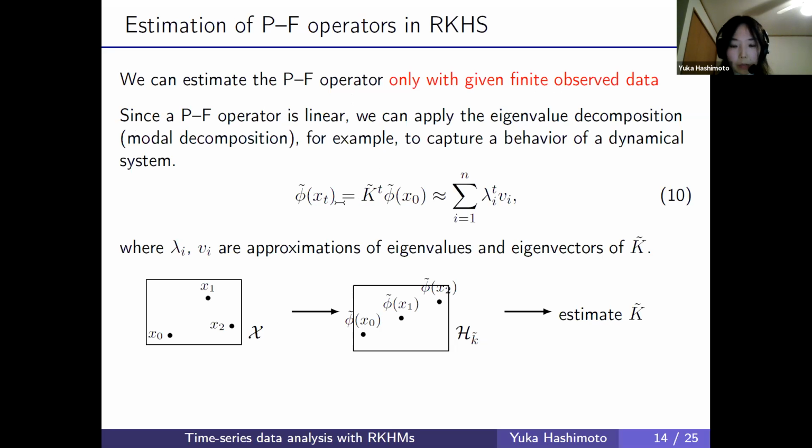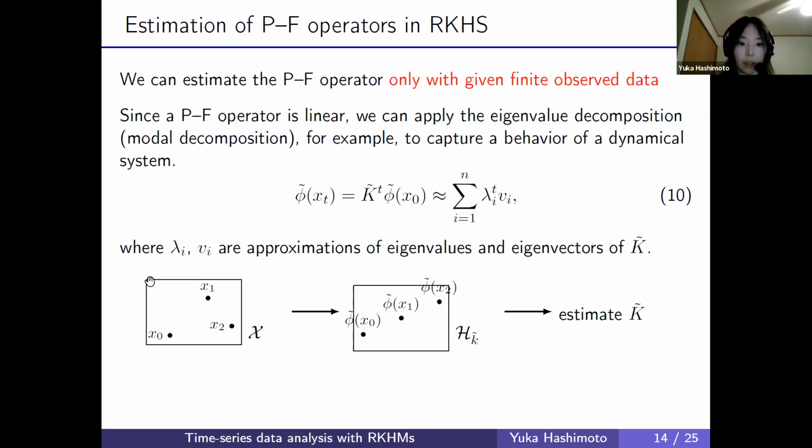So, for example, if this Perron-Frobenius operator only has discrete spectrums, we can decompose it like equation number 10. And here the only term depending on time t is this eigenvalue lambda. So by computing this eigenvalue, we can understand a behavior of the dynamical system along time.